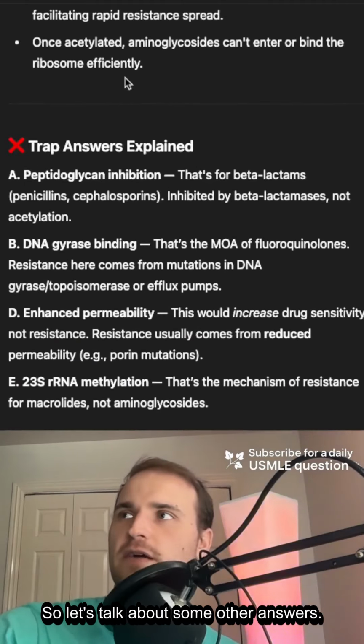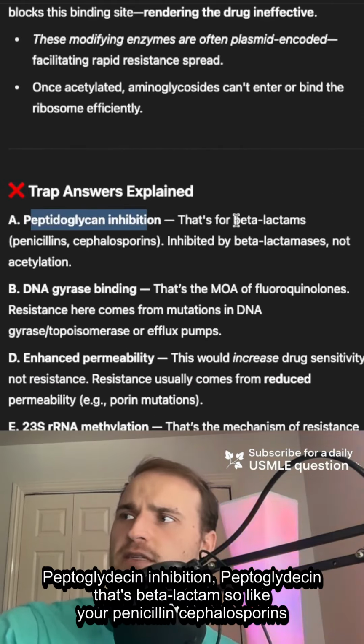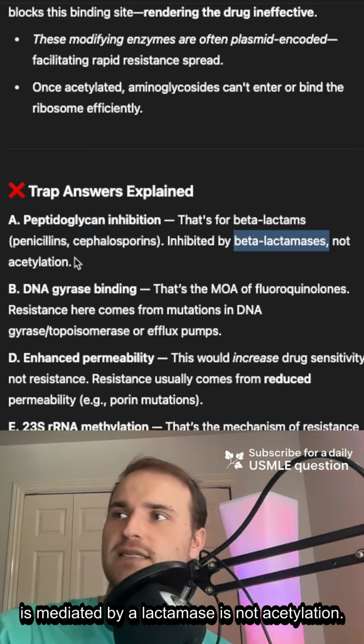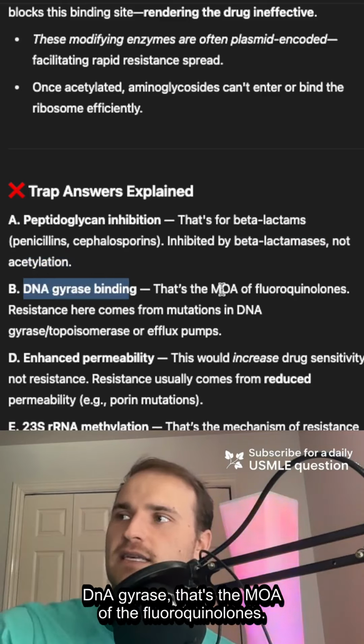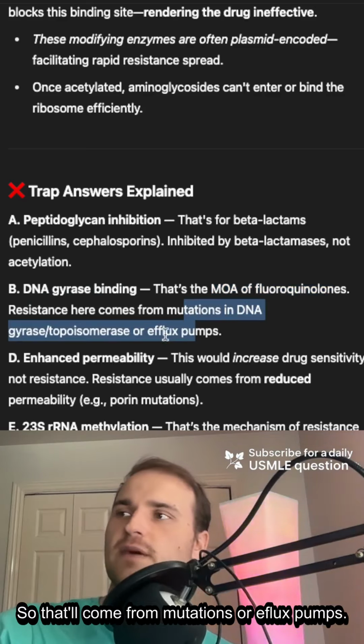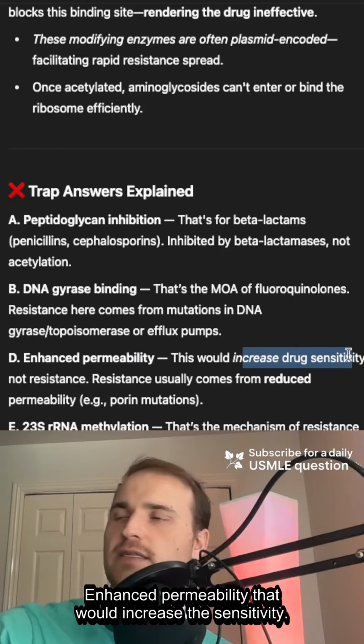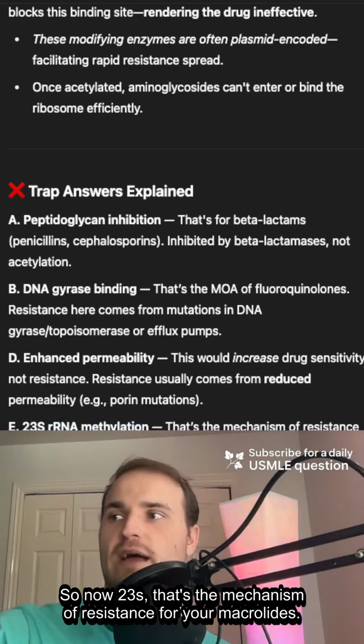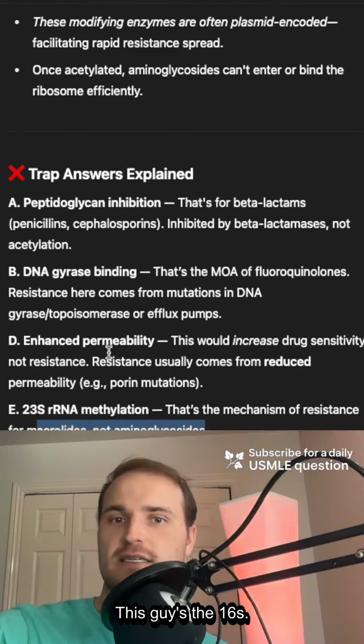So let's talk about some other answers. Peptidoglycan inhibition, that's beta-lactams, so like your penicillin cephalosporins, is mediated by your lactamases, not acetylation. DNA gyrase, that's the MOA of the fluoroquinolones, so that'll come from mutations or efflux pumps. Enhanced permeability would increase the sensitivity, so no. 23S, that's the mechanism of resistance for your macrolides, not your aminoglycosides. Those guys are the 16S.